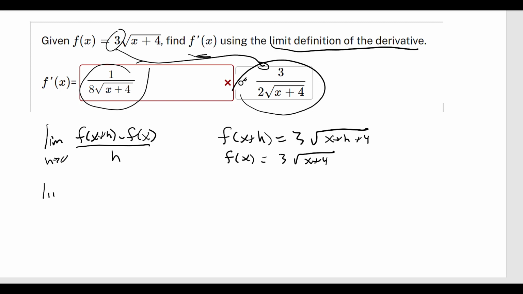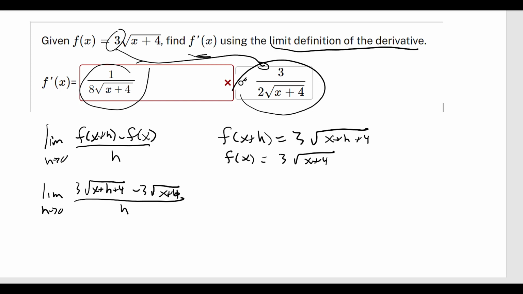So our limit looks like 3 times the square root of x plus h plus 4 minus 3 times the square root of x plus 4, not h, all over h.